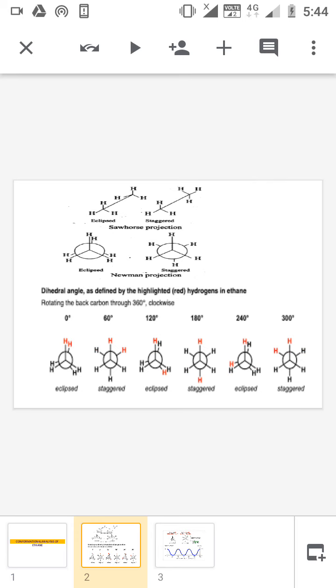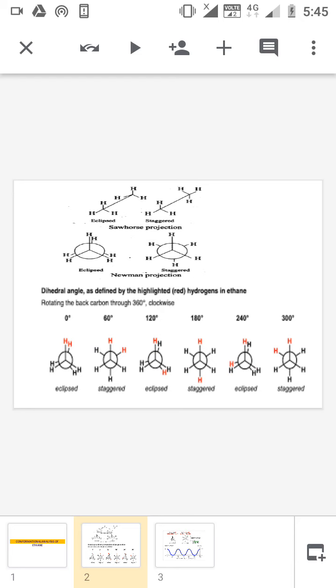The tetrahedral geometry of the carbon is represented by a number of representation methods available for drawing the three-dimensional or tetrahedral geometry of the carbon. So we have to study two representations. The first one is the Sawhorse projection and the second one is the Newman projection formula. You have already studied these two projections in your plus 2 classes.